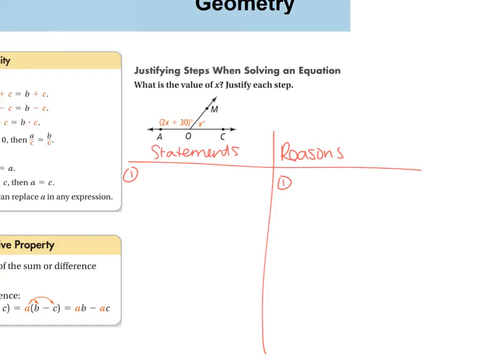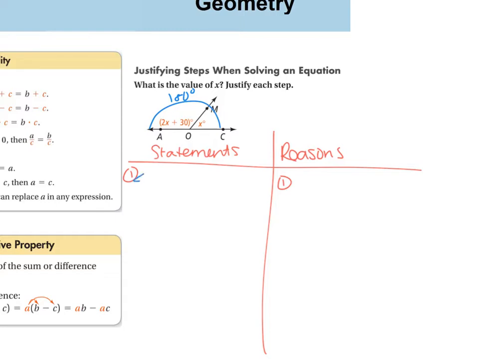So the first thing is, well, how would you solve this problem? Instantly you would start thinking 2x plus 30 plus x, add those two together, and they're all going to equal 180, right? You would set up an equation. But on a proof, you have to dumb it down even more than that and say why. Why do we know they equal 180?